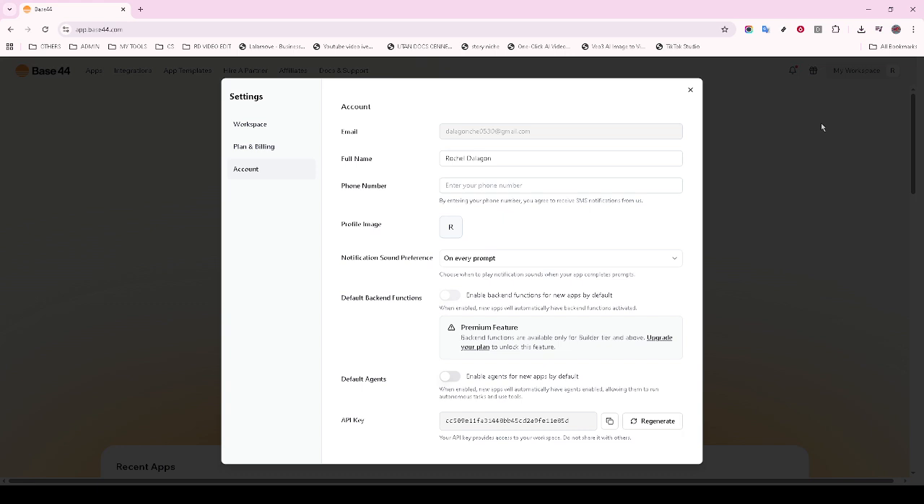And that's it. By following these steps, you've connected your domain to Base44 successfully. If you encounter any issues or questions along the way, remember that both your registrar and Base44 are there to help you with additional support. Now you're ready to share your website with the world.